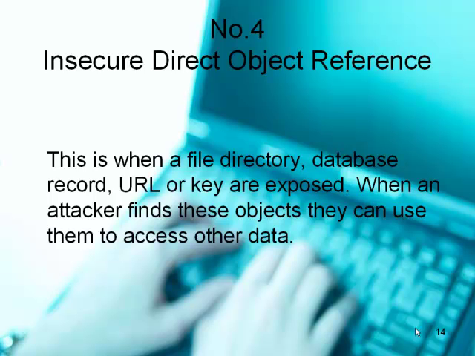Number 4. Insecure direct object reference. This is when a file directory, database record, URL or key are exposed. When an attacker finds these objects, they can use them to access other data.